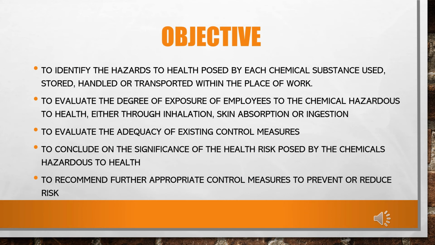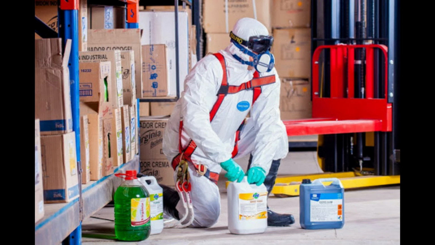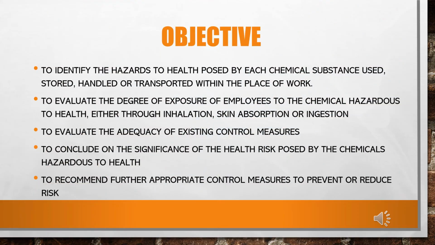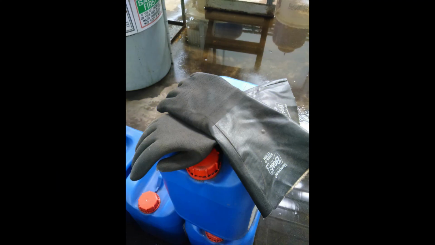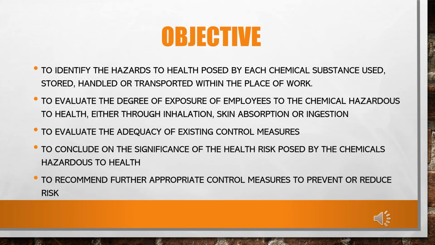The objective of this assessment is to identify the hazards to health posed by each chemical substance used, stored, handled, or transported within the place of work; to evaluate the degree of exposure of employees to the chemicals hazardous to health, either through inhalation, skin absorption, or ingestion; to evaluate the adequacy of existing control measures; to conclude on the significance of the health risks posed by the chemicals hazardous to health; and last, to recommend further appropriate control measures to prevent or reduce risk.